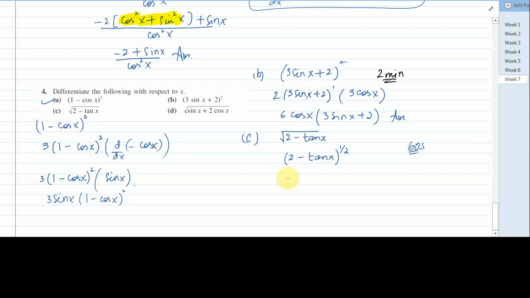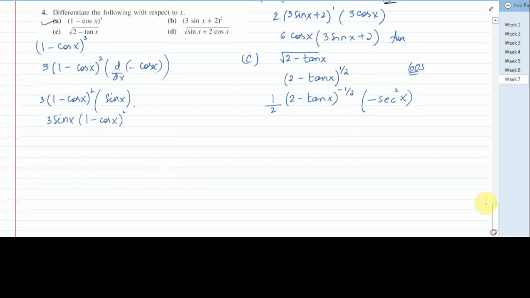Alright, so first we need to derivate the power. It will be 1 upon 2, subtract 1 from the power. So 1 upon 2 minus 1, it's minus 1 upon 2, and then the derivative of minus 10x, it will be minus sec square x. Alright, so it will be minus sec square x divided by 2, and when you shift 2 minus 10x in the denominator, it will be with positive power, so its power is 1 upon 2. Alright, so I hope that is clear to you.